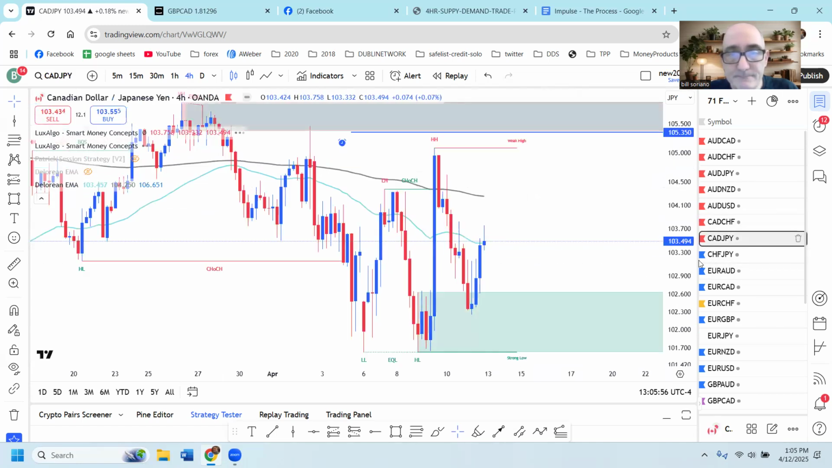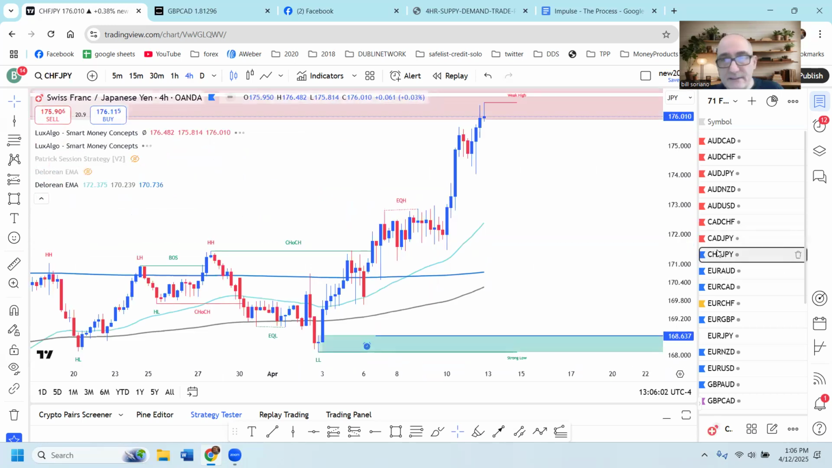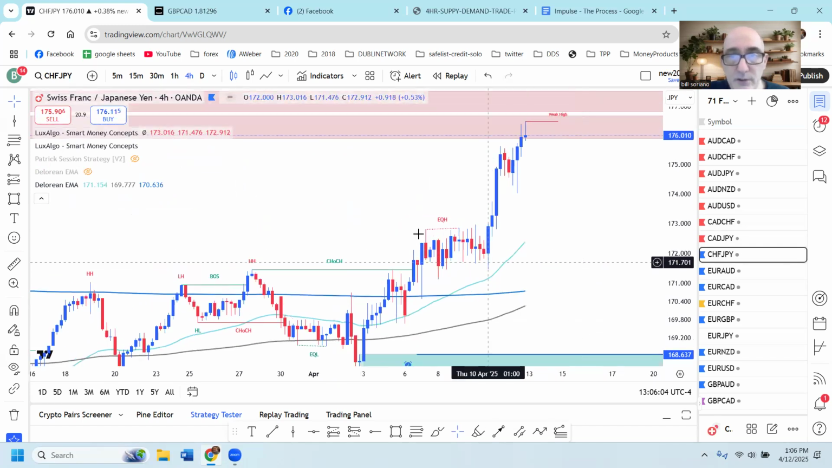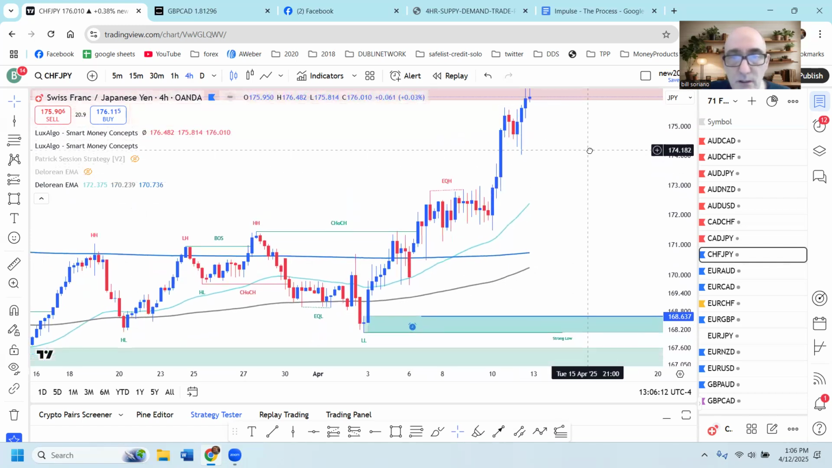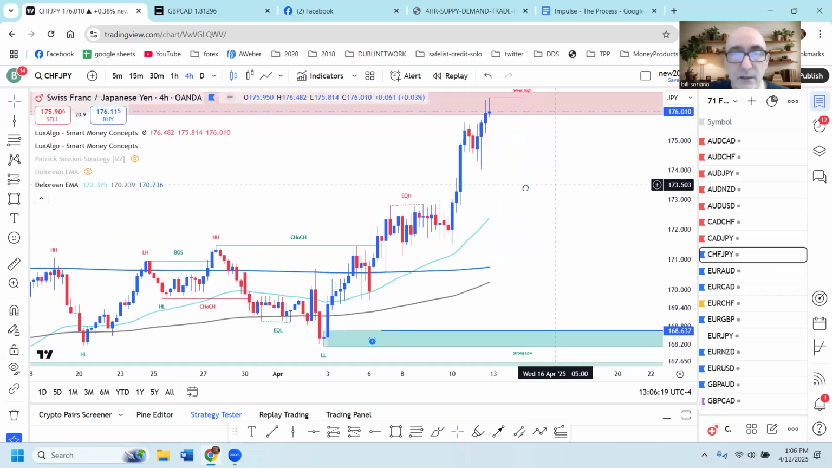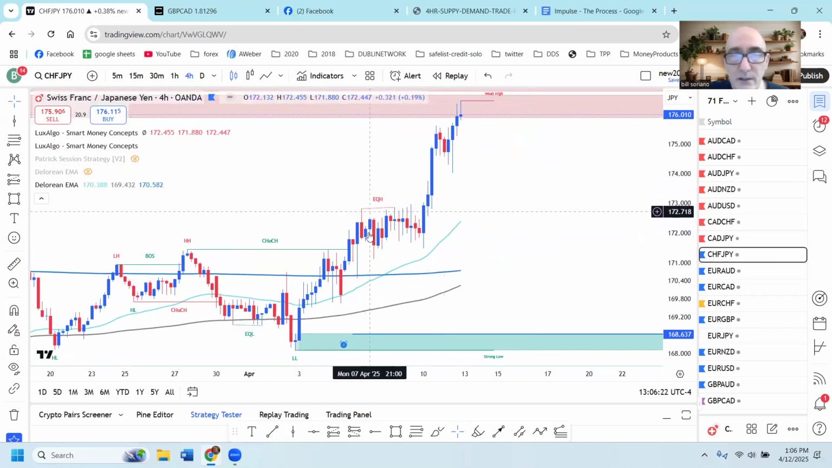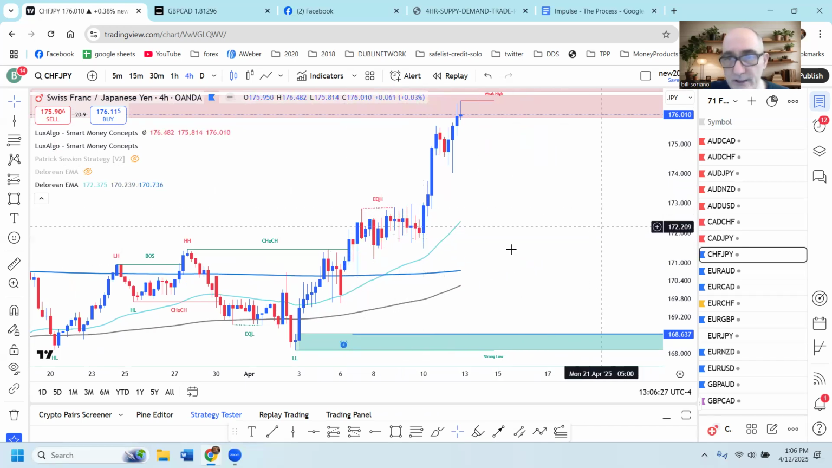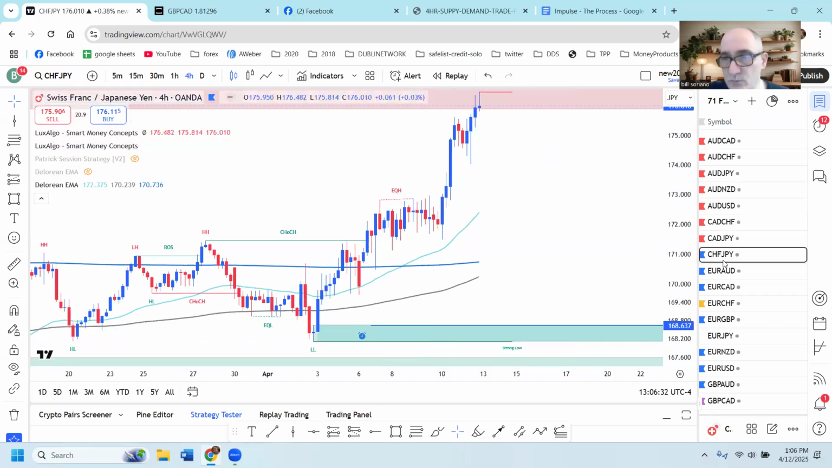CAD JPY, same thing. We're looking for price to come back to there. Now we have a bullish one, CHF JPY. Price moves higher here. It moves up into these 4-hour supply zones up here. But we're looking to trade this long, and our demand zone is down here. We did get a move higher, but the indicator is not giving us any new demand zone in this area here. So we're just going to wait, and we're going to use this one.